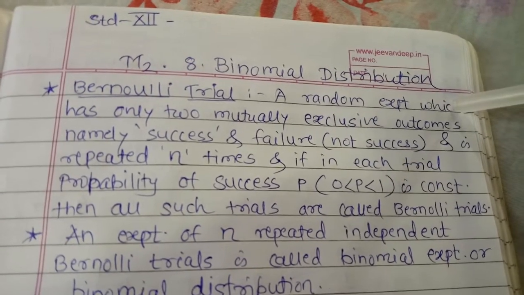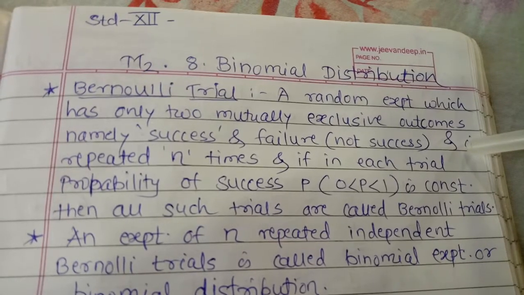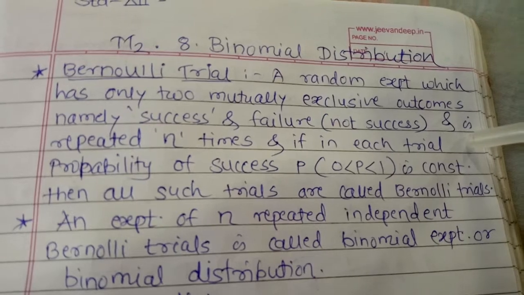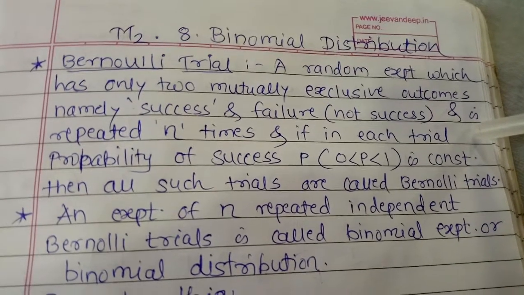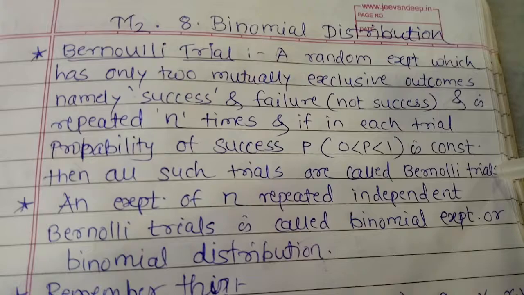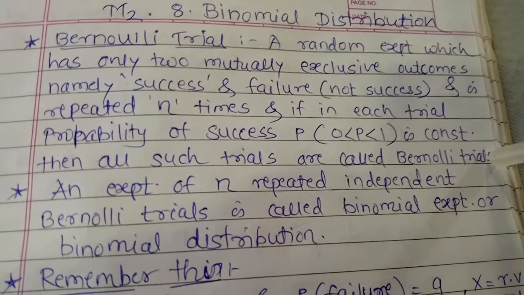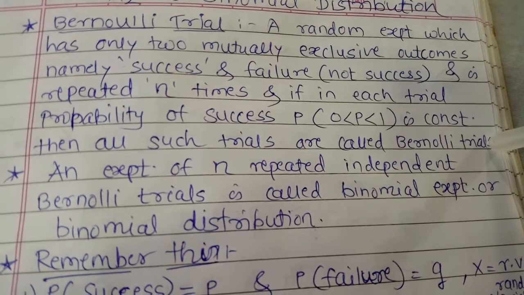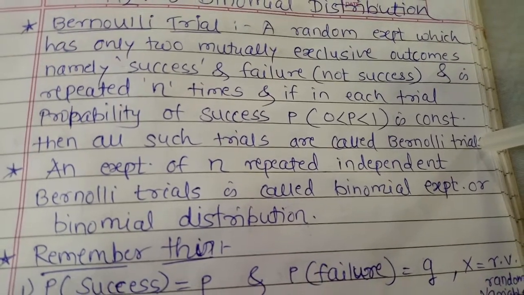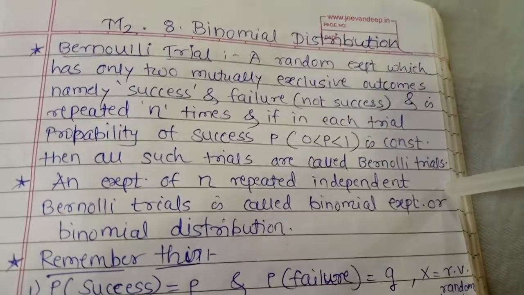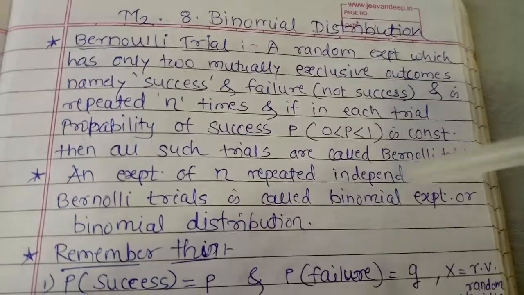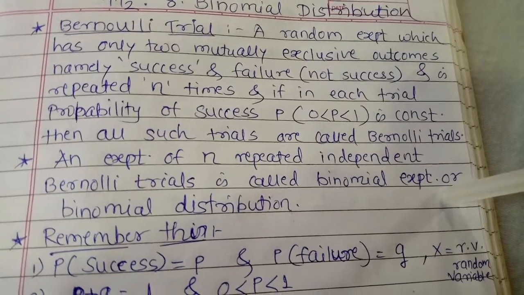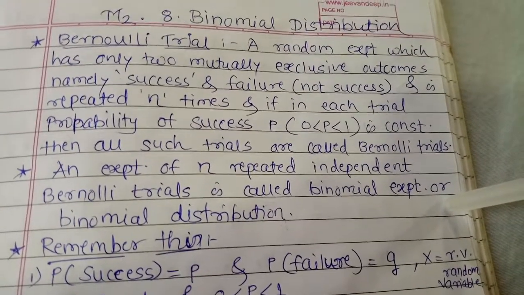See the definition: a random experiment which has only two mutually exclusive outcomes, namely success and failure, that is not success, and is repeated n times, and if in each trial the probability of success, that is less than 1 and greater than 0, is constant, then all such trials are called Bernoulli trials. An experiment of n repeated independent Bernoulli trials is called a binomial experiment or binomial distribution, which is the name of our chapter.